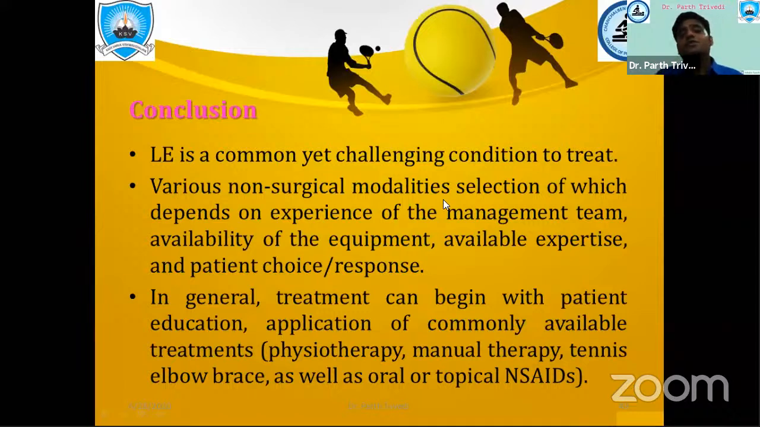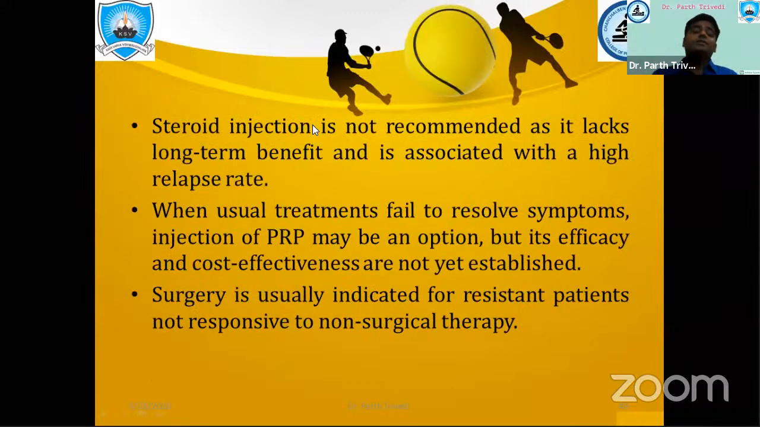So various non-surgical modalities are being used based on expertise, and you can have activity modifications. The first line of treatment should always be conservative management, not surgery. The treatment can include physiotherapy, manual therapy, braces, and oral or topical NSAIDs. I would recommend topical NSAIDs first rather than oral NSAIDs. Steroid injections are not at all recommended because of high recurrence and relapse rate. When we are failing with our conservative approaches, we have a ray of hope with PRP injections, platelet-rich plasma injections, and then ultimately surgery.